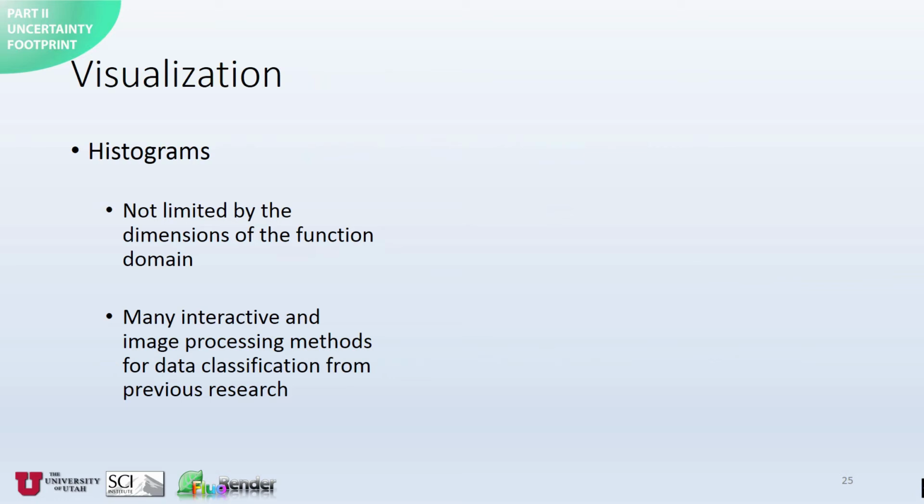When g_x is a real-valued function over a spatial domain, it is essentially a grayscale image, or volume. We use one of the most commonly used techniques to visualize g_x, the histograms. There are several advantages of using histograms here. First, a histogram is not limited by the dimensions of g_x. It can be applied to images, volumes, or higher dimension optimization problems. Second, we inherited many interactive and image processing methods from previous research. It allows us to study this problem easily.